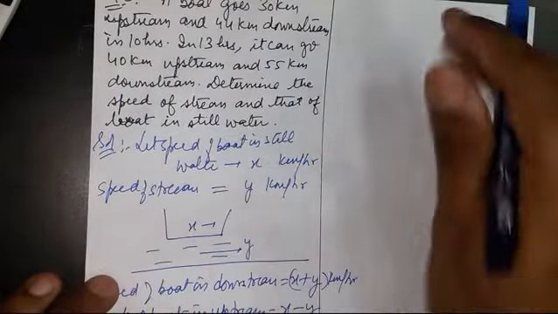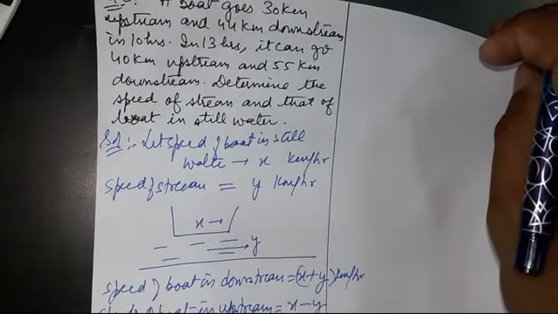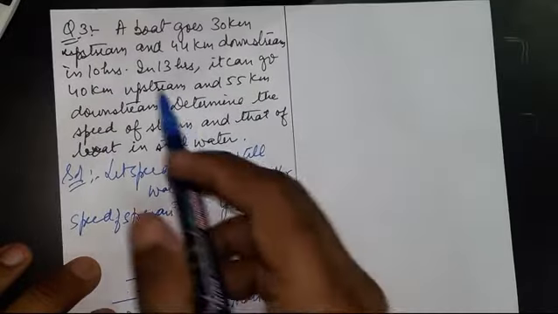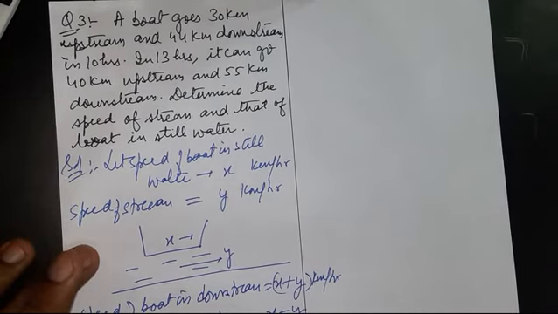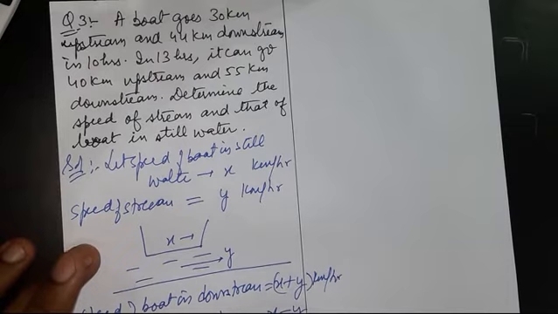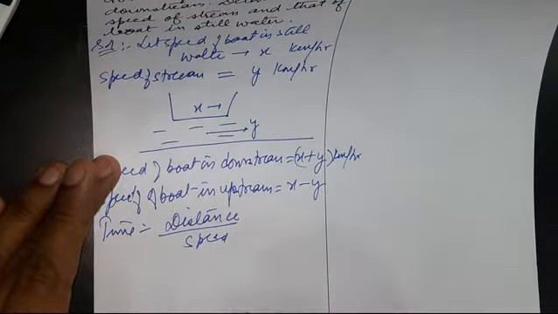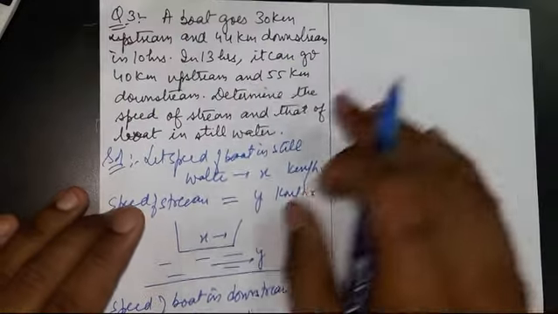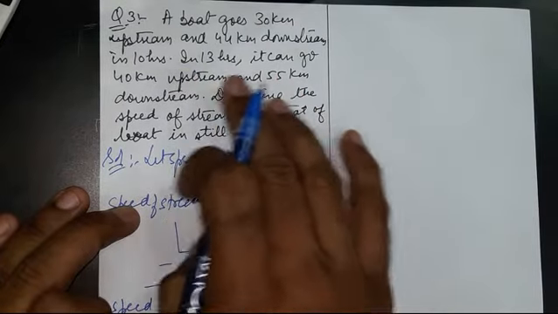A boat goes 30 km upstream and 44 km downstream, and it takes 10 hours. So the formula is time is equal to distance upon speed. I hope you know this formula. Got it? So 30 km upstream and 44 km downstream, and you have to find the time.